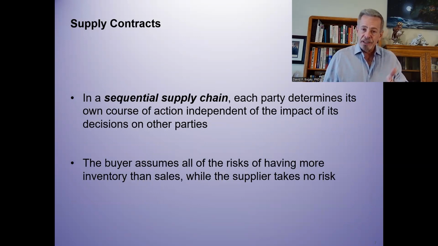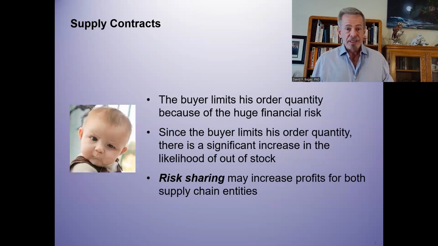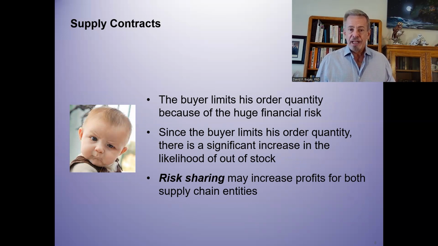In the sequential supply chain, each party determines the course of action, usually in their own best interest, if you don't have it in writing. That's why you want to have it in writing as often as you can, but don't get too micromanaged. Part of it is developing that relationship and trust, and you have to use the language to make that happen. So, does the buyer assume all risk of having more inventory than sales, while the supplier takes no risk? You'll end up sharing the risk if you don't have that, or you may not have that supplier or vendor. The buyer sometimes limits the order quantity because of the huge financial risk.